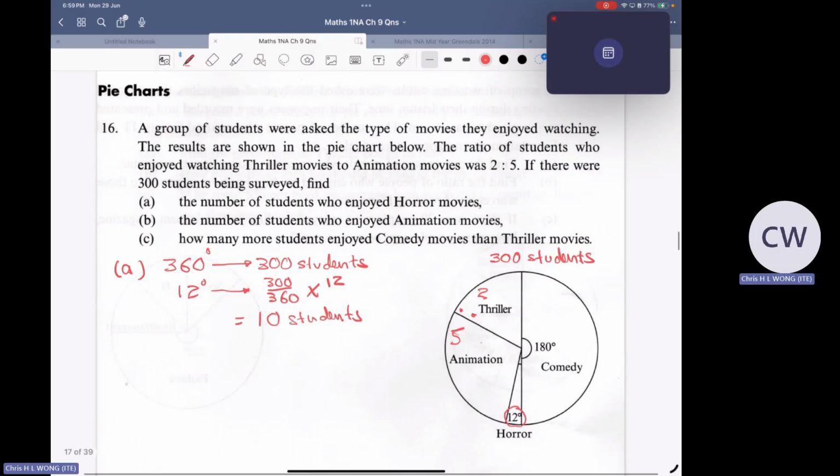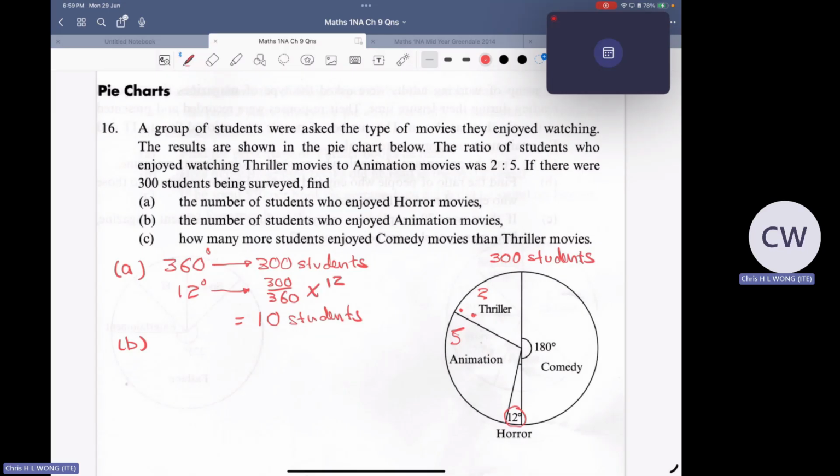B, which we have done last week. B, the number of students who enjoy animation. But you look at animation, it didn't give you anything. They only give you the 2 is to 5 ratio, right? The ratio is 2 is to 5. How are you going to convert a ratio of 2 is to 5 into the number of students? We will have to make use of the degrees that we know.